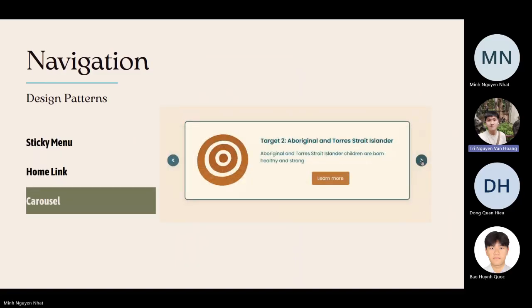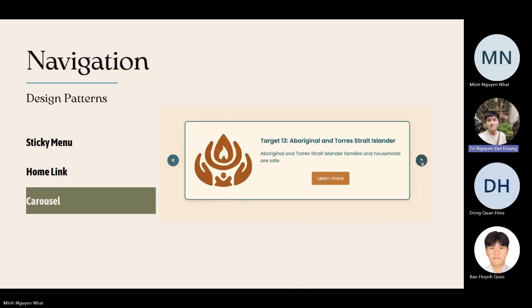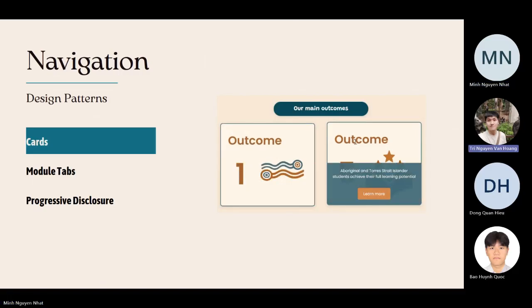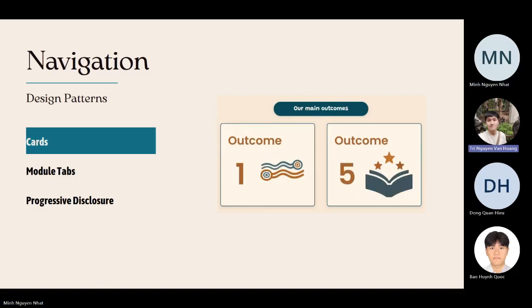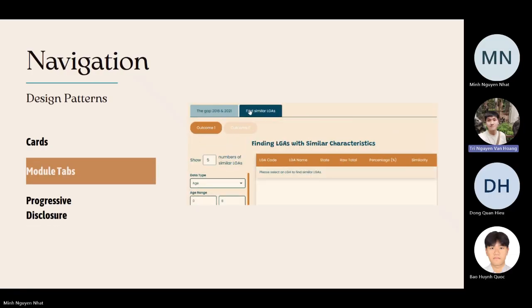A carousel is our innovative solution to prevent clutter on the landing page. Because there are 17 socioeconomic patterns, we can't simply present all of them on the website directly. So let's move on to the fourth one, cards. We've further emphasized the two main outcomes of our website, outcome 1 and outcome 5, through the usage of cards. What about module tabs? As you can see in our comparison pages, the module tabs design pattern organizes related content into clearly labeled tabs, allowing users to easily navigate between sections without leaving the page.